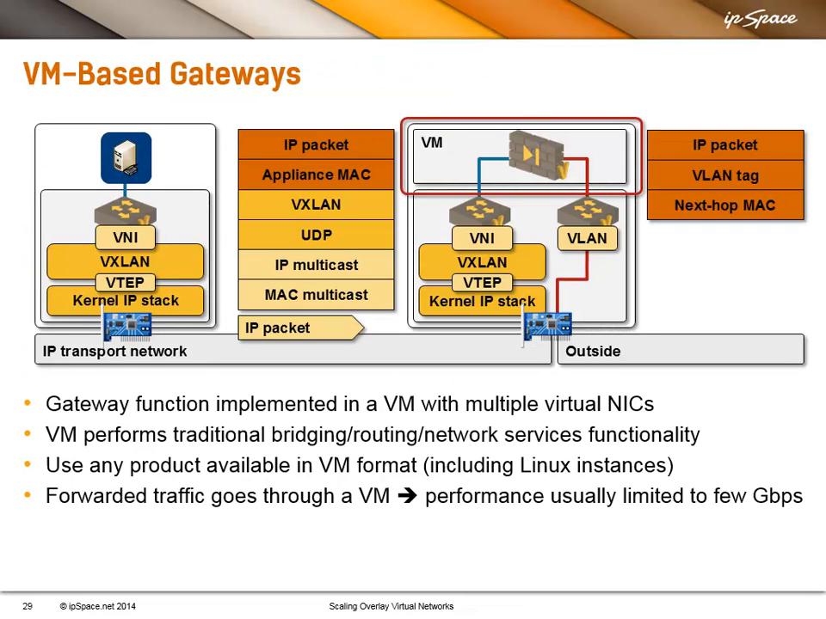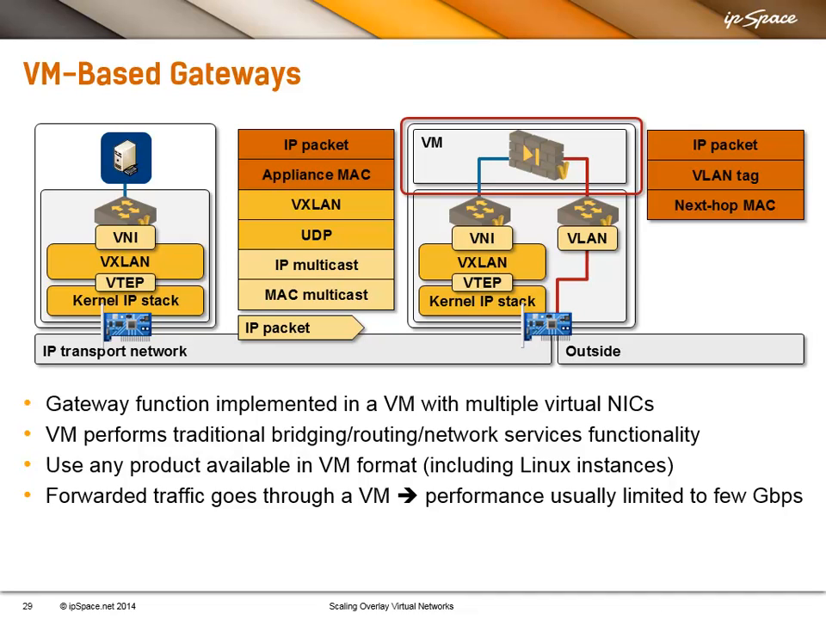Let's start with the easy one, VM-based gateways. This is a no-brainer. You take a VM. It can be any Linux-based VM, for example. People usually use Linux for this. You implement whatever you wish in that VM. You can use a Linux bridge if you wish. You can use Linux-based forwarding. You can use iptables. You can use Squid or Nginx for reverse proxy or load balancing. So you use anything you wish in that Linux instance.